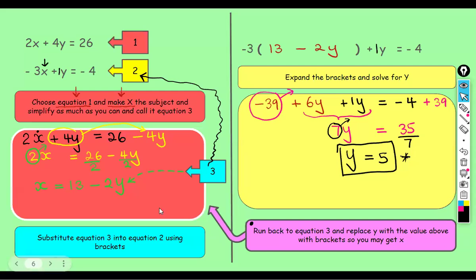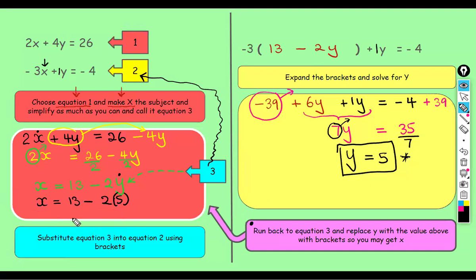So we're going to run back to equation 3. Well, I have equation 3 here, so I'll run it back, right? X is equal to 13 minus 2. And look at the letter y here. And we could throw away Mr. Y and put what in its place? 5. Because we now know the value of y is 5. But we're going to put it in brackets.